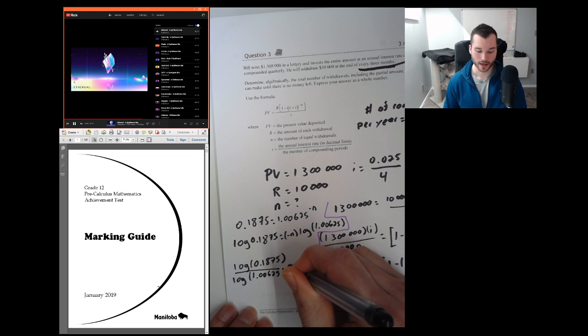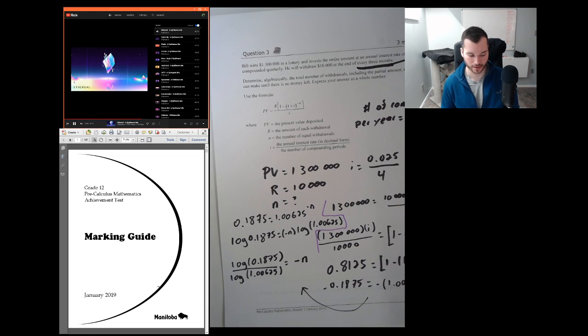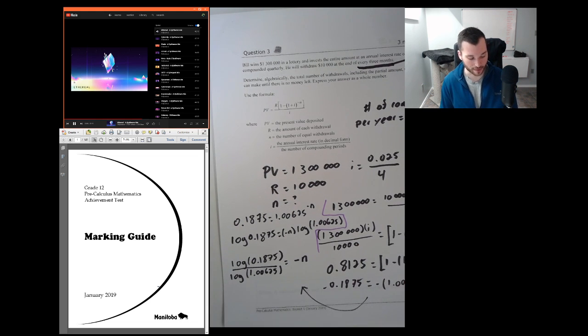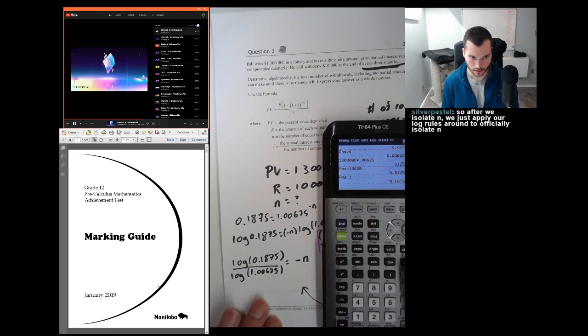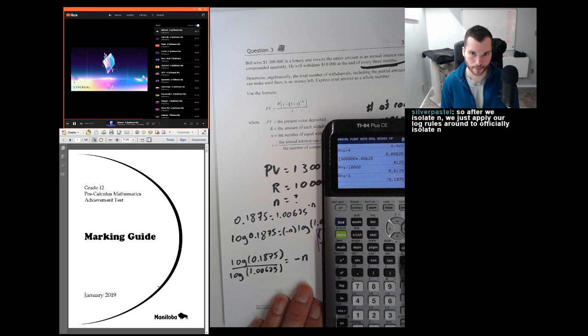Okay. At this point, then I basically can just keep on going. I have my calculator here, so I'm going to actually start typing this in. Correct, Silver. Yep. You use your log rules to isolate for it, and then now it's just okay, go ahead and solve now.